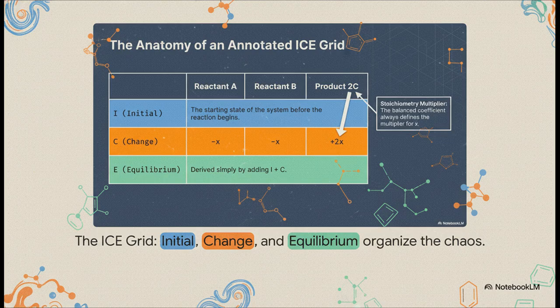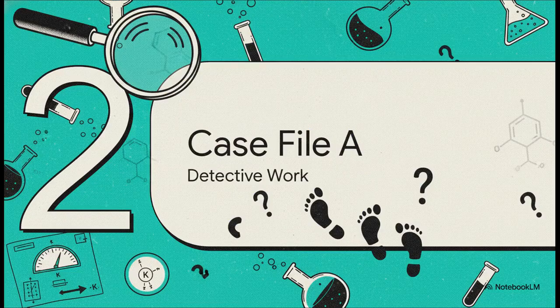Reactants get used up, so they're negative, and products get made, so they're positive. And you've got to notice that stoichiometry multiplier. That number comes directly from your balanced equation, so if a product has a 2 in front of it, its change is going to be plus 2x. Makes sense, right? Finally, the E row for equilibrium is just the sum of the first two, initial plus change. This grid is everything.